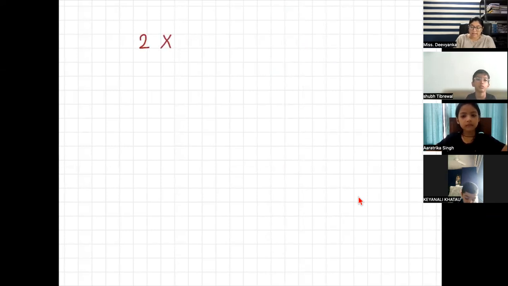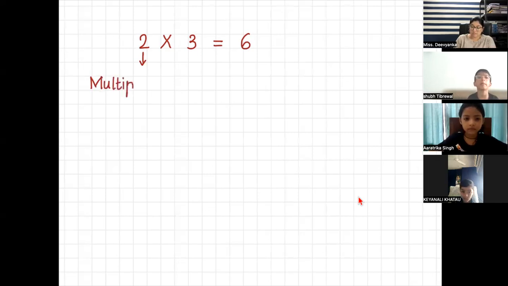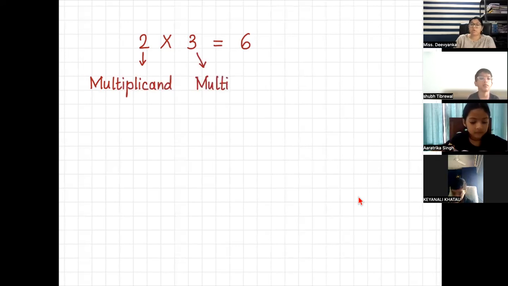Now, let's look at the different terms for these. 2 multiplied by 3 is equal to 6. Okay. Now, take out your notebook because I want you to write this down. Now, 2 is called the multiplicand. And 3 is the multiplier. And 6 is the product.